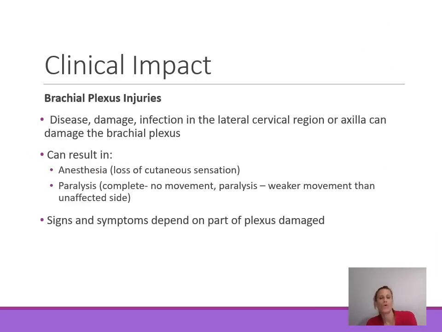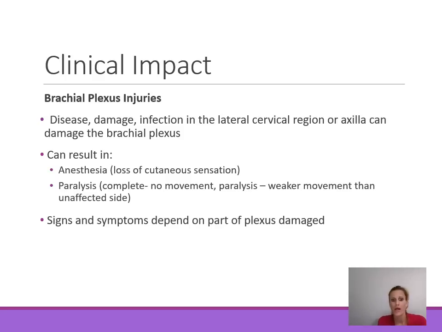Any disease or damage or infection in the lateral cervical region or the axilla can damage the brachial plexus. Damage to the brachial plexus results in anesthesia and paralysis of the arm. So anesthesia is just a loss of cutaneous sensation. If you can't carry those sensory signals up through the brachial plexus to the CNS, then you don't feel them. There's no cutaneous sensation.